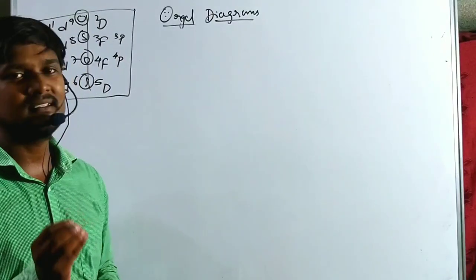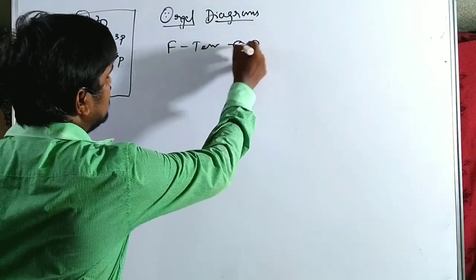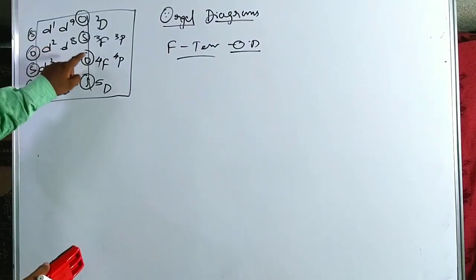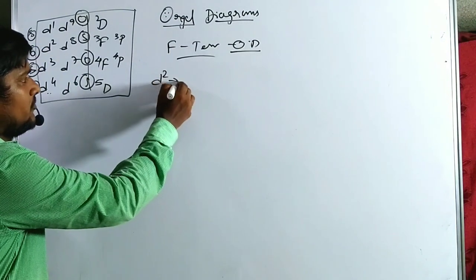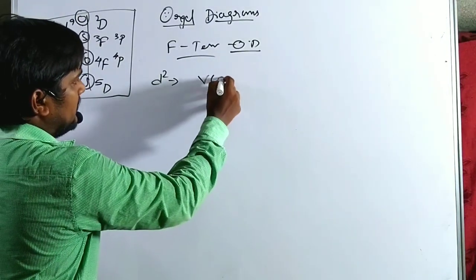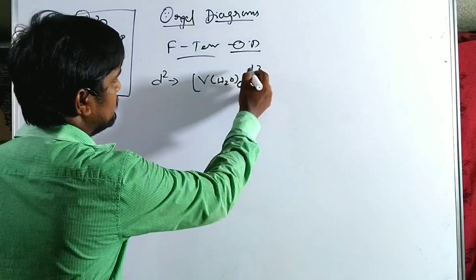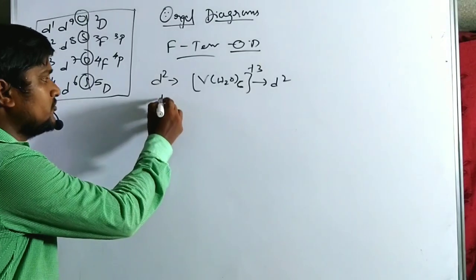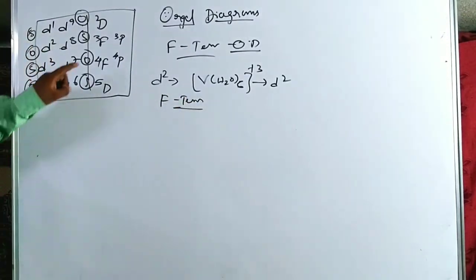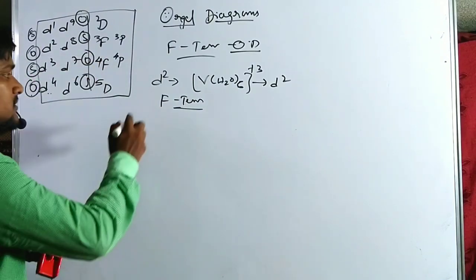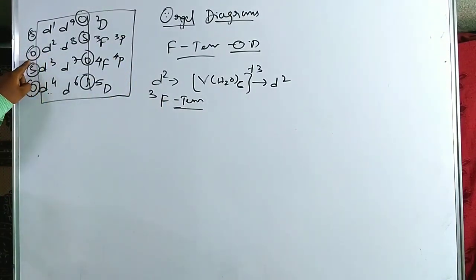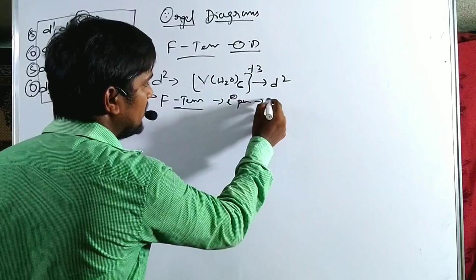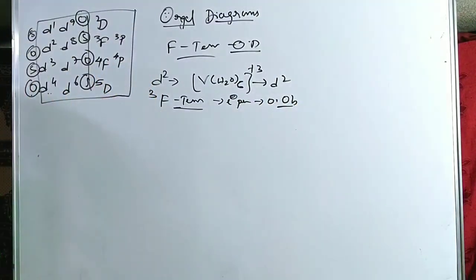Now we are discussing F-term orbital splitting, the F-term Orgel diagrams. F-term means D2, D8, D3, D7 configurations. Now we are going to the D2 configuration. That means like [V(H2O)6]3+. Here it is the D2 configuration. So D2 belongs to the F-term, and the term is 3F. Now D2 means opposite to octahedral splitting, that means here electron promotion takes place.